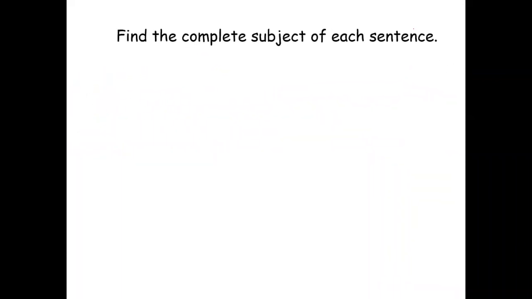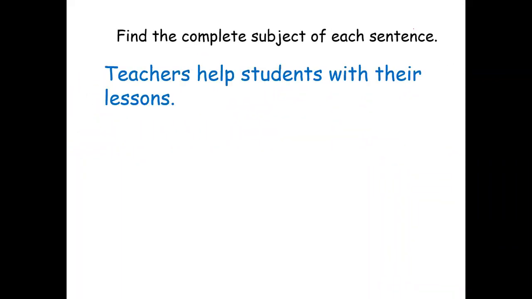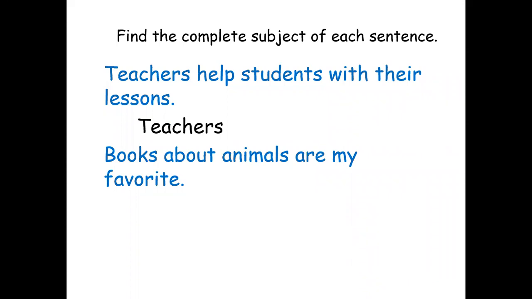Now find the complete subject of each sentence again. Teachers help students with their lessons. Teachers is the subject. Help students with their lessons is the predicate. So, books about animals are my favorite. What is the sentence about? It's about books about animals. So, books about animals is the subject. Are my favorite is the predicate.